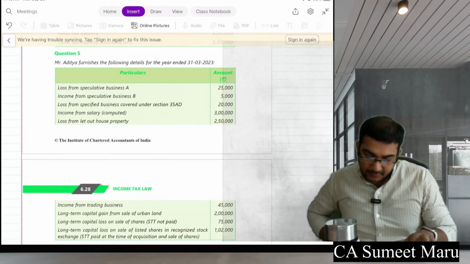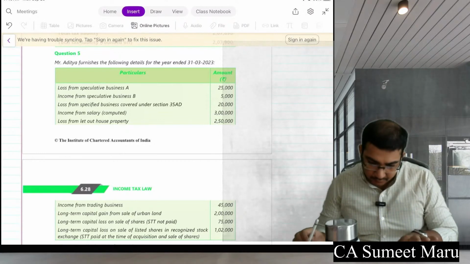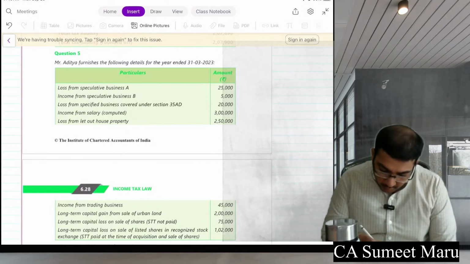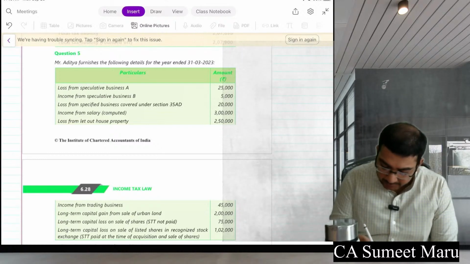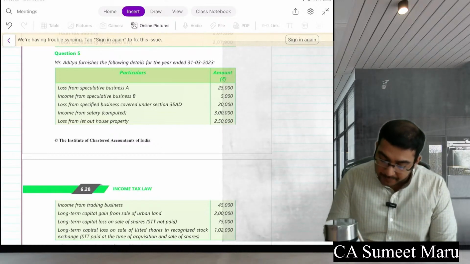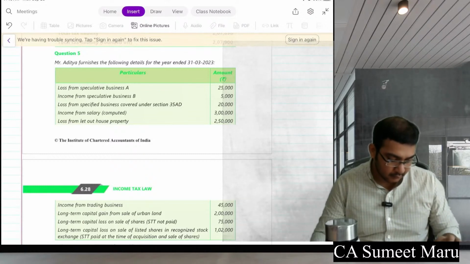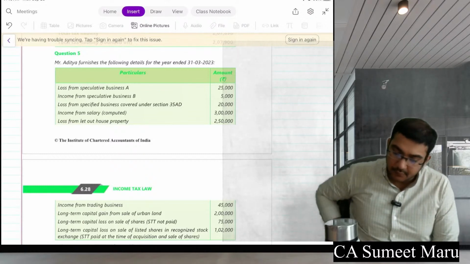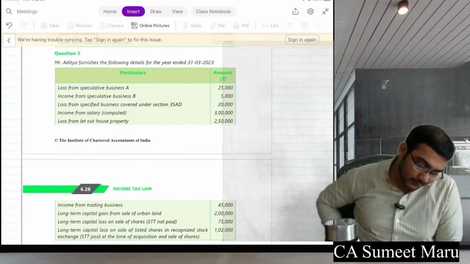Oh wait, guys, there are two more things to this. I just forgot to tell you that. See here, losses owing to maintenance of horses pertaining to the earlier AY, ये carry forward loss है और business का भी brought forward loss है. These two things have to be considered, guys.